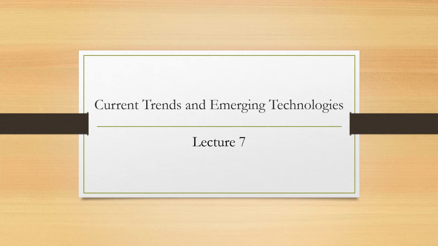Lecture 7, the current trends and emerging technologies. In the previous lecture, we introduced the electronic health records and their use, described the fundamental components and procedures of health information systems, and implemented confidentiality and security procedures to protect electronic health information.